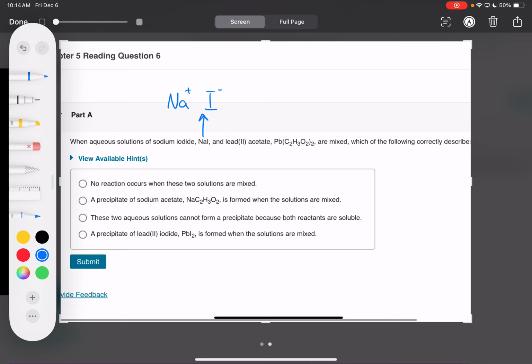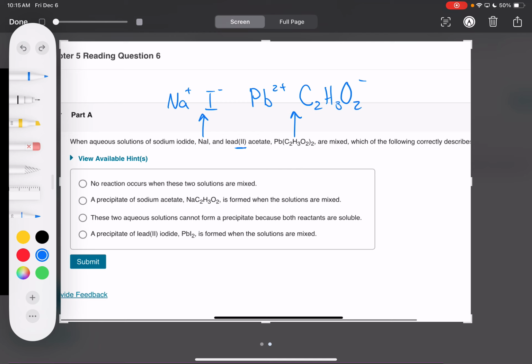Sodium iodide is sodium ions and iodide ions. Lead acetate, and they even are nice to tell you this is lead 2, so Pb2+ and C2H3O2 is acetate. Technically there are 2 acetates here for every 1 lead. That doesn't matter in a question like this. The only time that really matters is if you're having to write out a balanced equation for a precipitation reaction. Here they just basically want to know if a precipitate is formed.